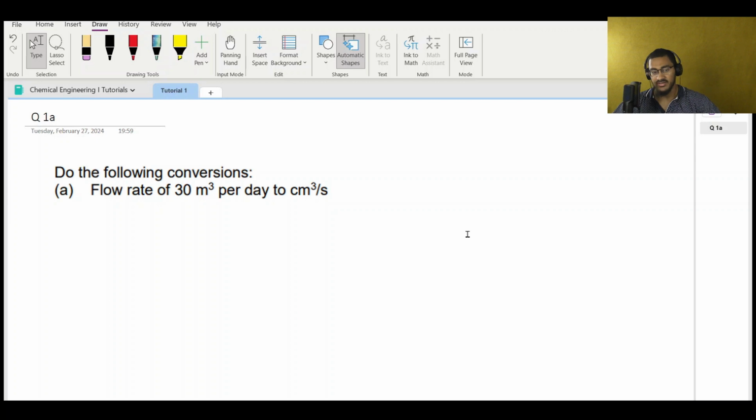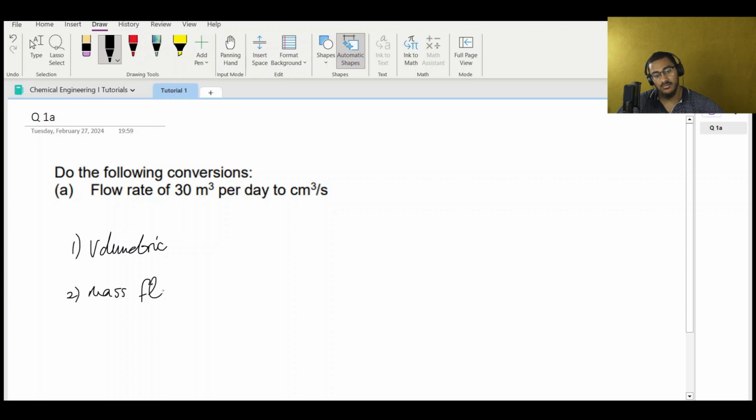So as soon as you see a question like this, you can see that they've given you a flow rate. And the first thing I want you to remember is, as a chemical engineer, there are three kinds of flow rates you are going to encounter that are most commonly used. If you don't see any other flow rates, you will often see these three. The first is the volumetric flow rate. The second is the mass flow rate. And the third one is the molar flow.